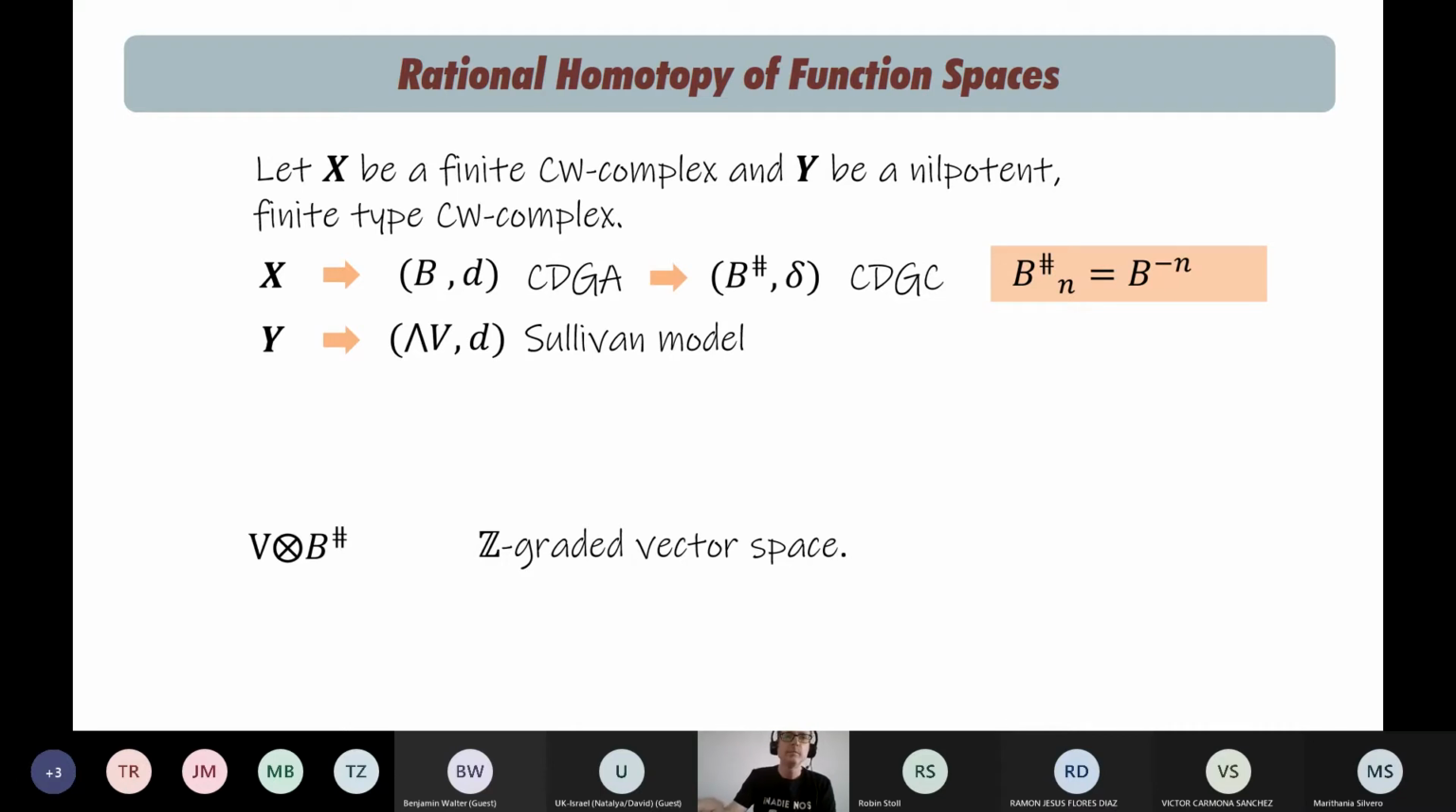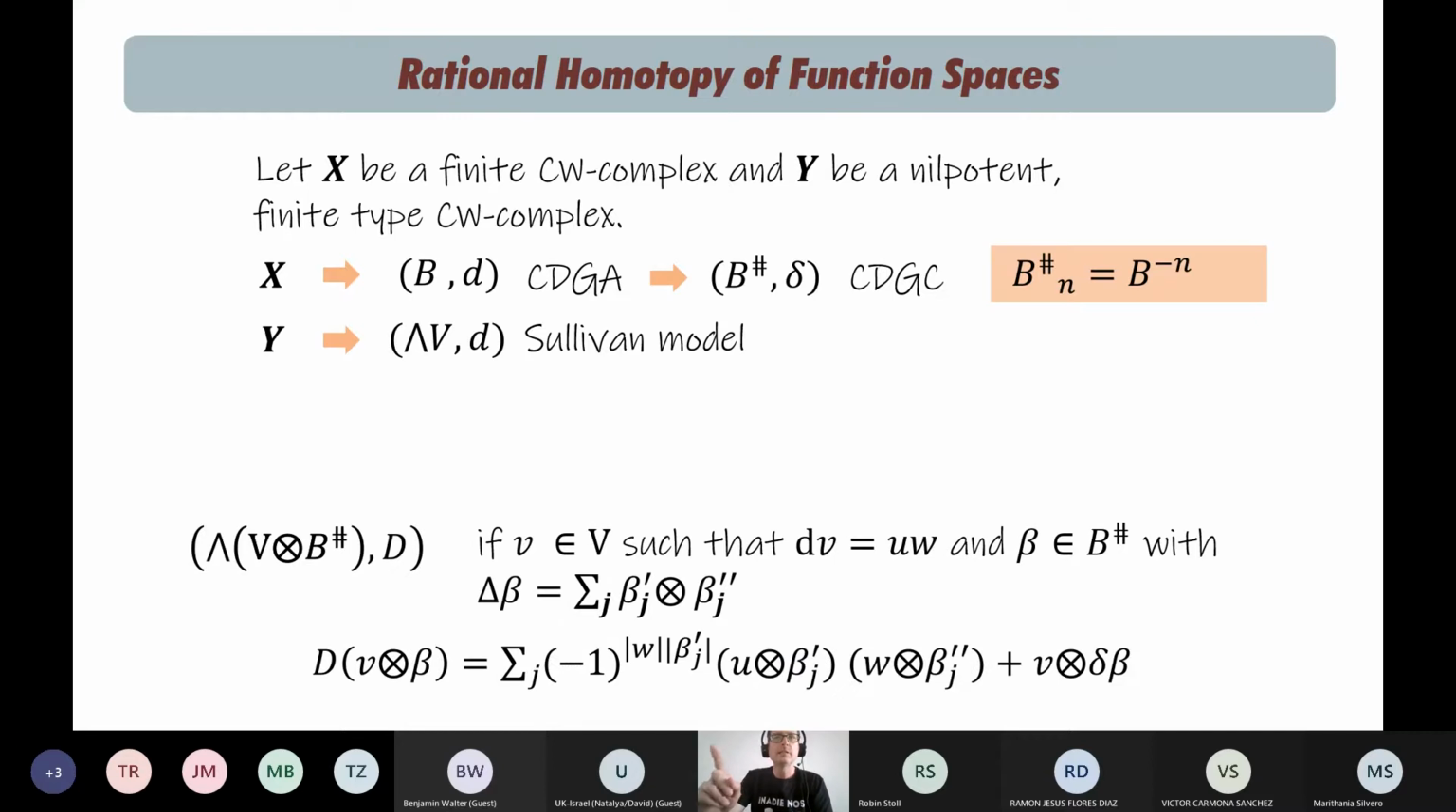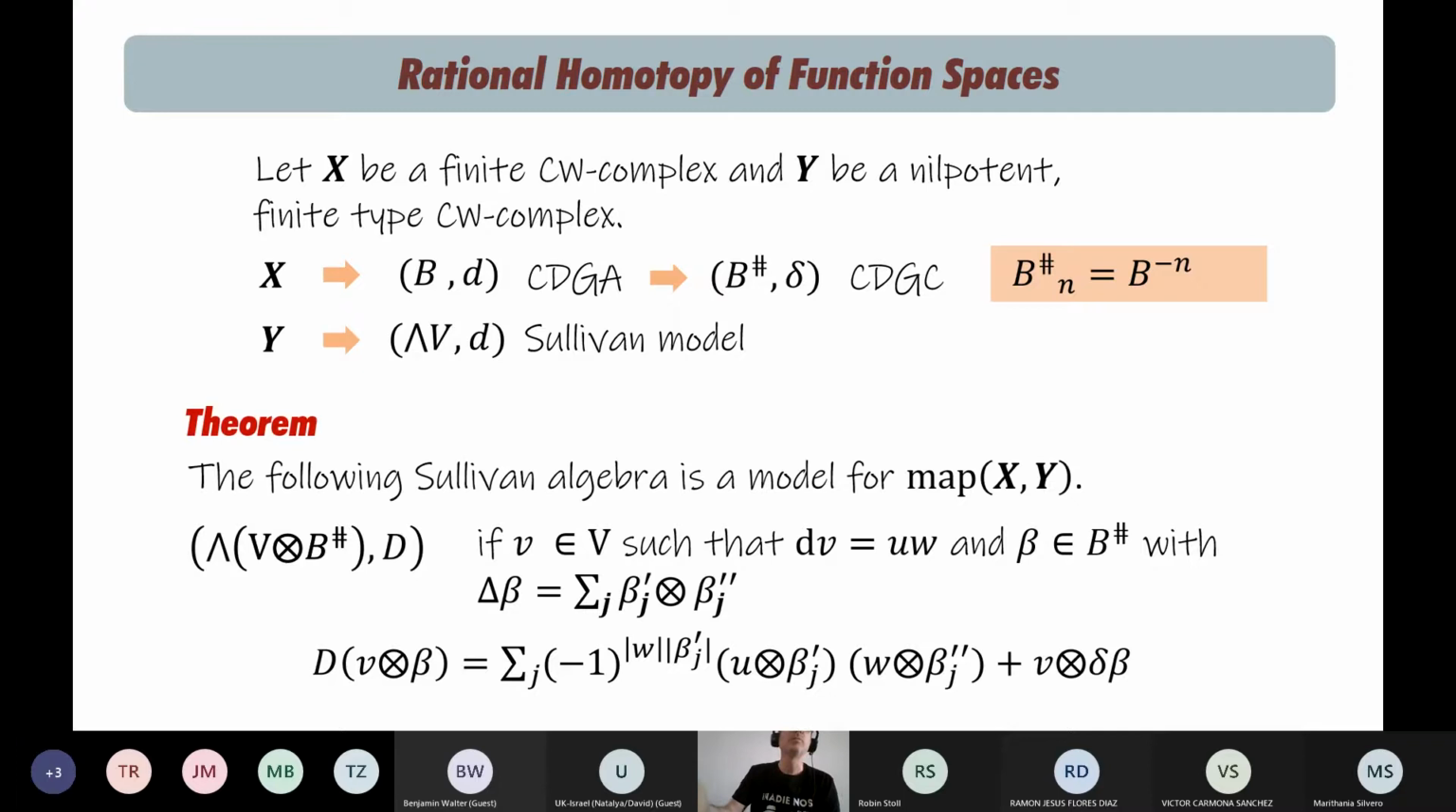Take the free CDGA generated by this vector space. Then we define a differential here using the co-multiplication in the coalgebra and the differential in the Sullivan model. And this free CDGA with this differential is a model of the mapping space. Well, in which sense? Because this is not positively graded. In the sense that if we use the Sullivan realization of this CDGA, what we obtain is a non-connected space whose components are the components of the mapping space.